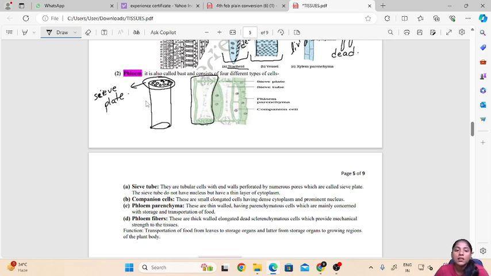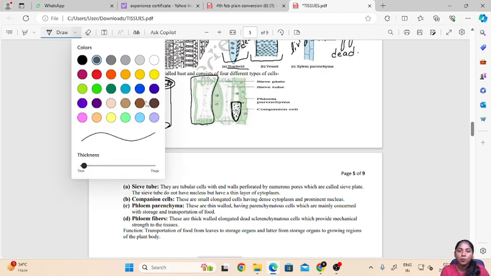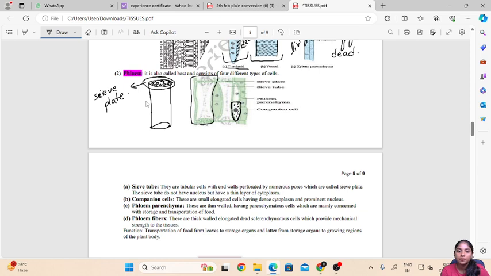Then these cells do not have any nucleus. They do not contain nucleus. Then the second type are the companion cells. As we can see in this diagram, the second type of cells in phloem tissue is the companion cells. They are small elongated cells and they have a dense cytoplasm and a prominent nucleus.